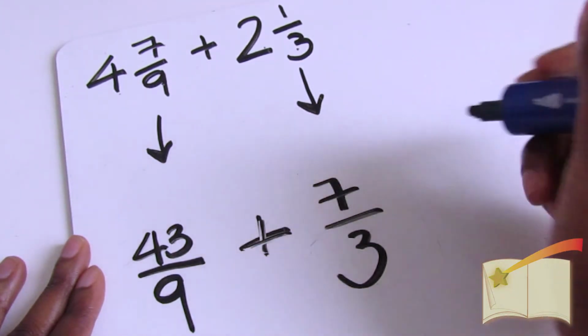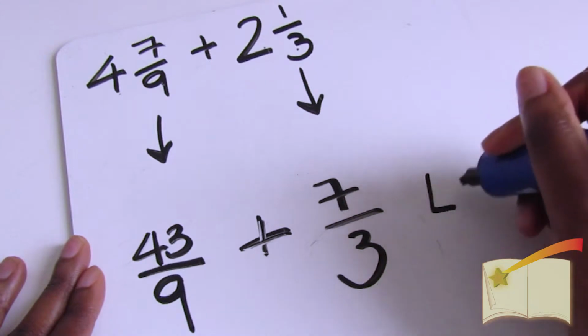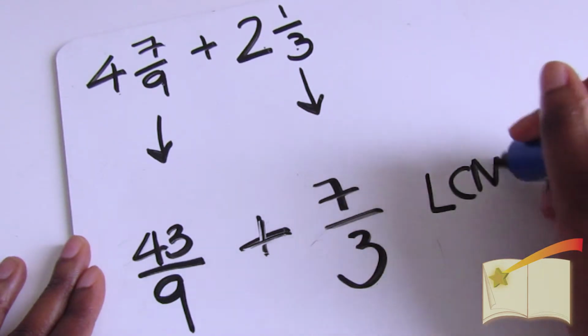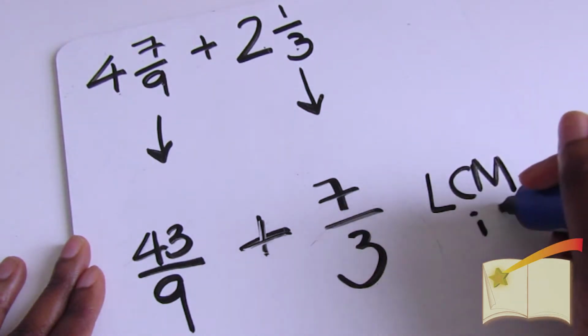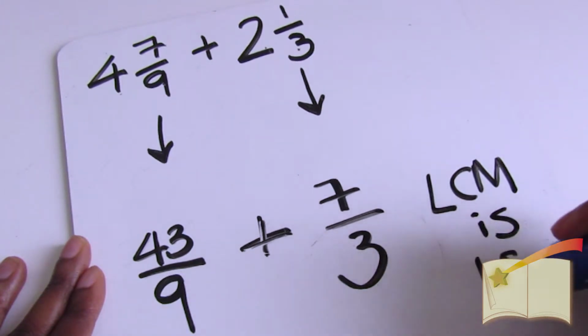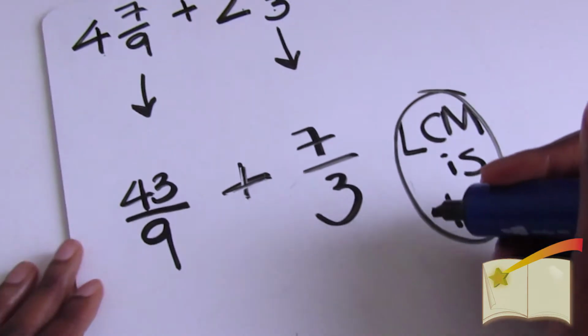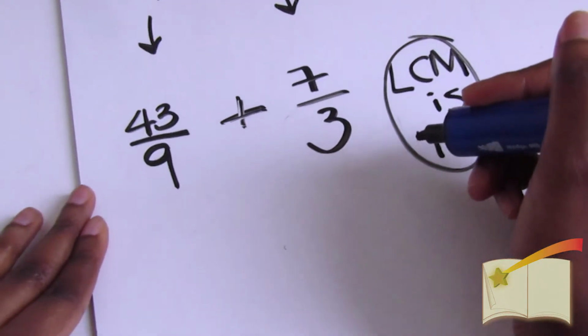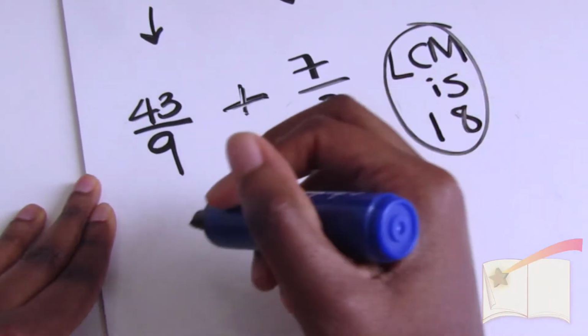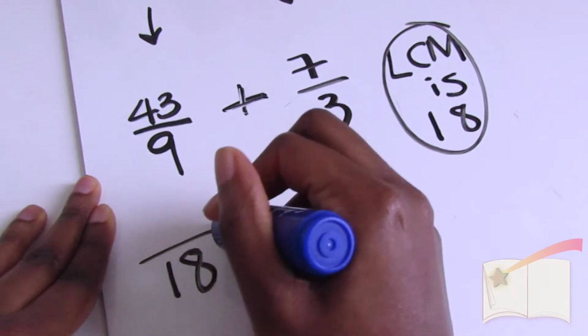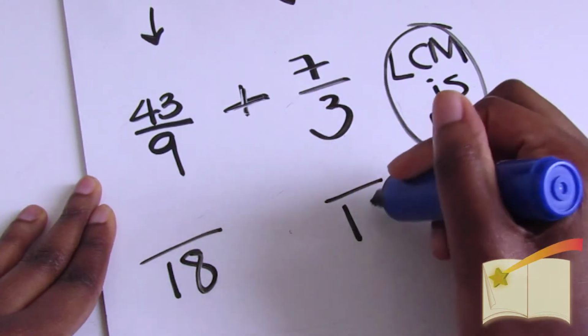Now that you have two improper fractions, you can then add them together. The way in which you add fractions is by having the same denominator on both fractions before you add the numerators. So we look for the lowest common multiple. The lowest common multiple of 9 and 3 is 18. So you make the denominator of both your fractions 18, and now we work backwards.